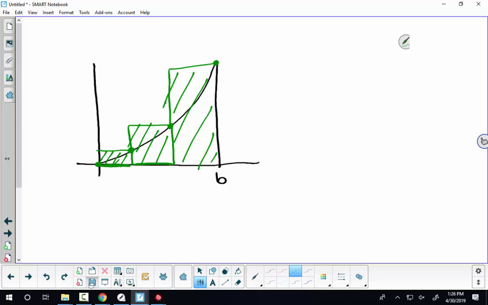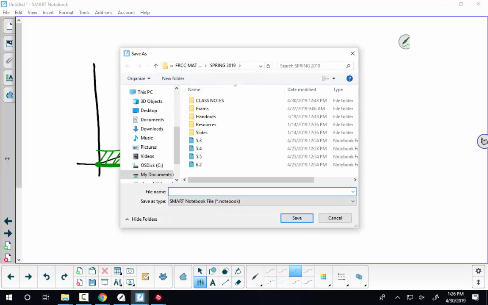As we ended section 5.2, what we were looking at is we don't want an approximation anymore, we want an exact area. So whether we use left, right, or midpoint Riemann sums at that point, finding an exact area was really kind of pointless. Doesn't matter which one you use, they'll all three give you an exact area.